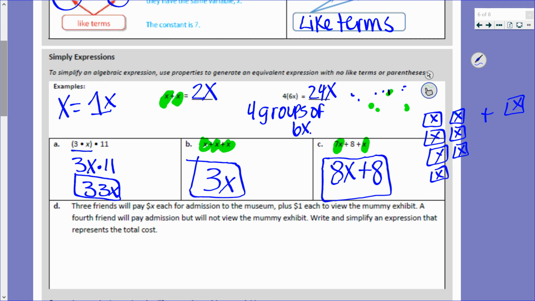Yes. So a number and a variable can't combine? Yes, because 8x is different than 8. 8x is like burgers. 8 is like fries. You can't put them together because they're totally different. Okay? Okay, they're different. All right.